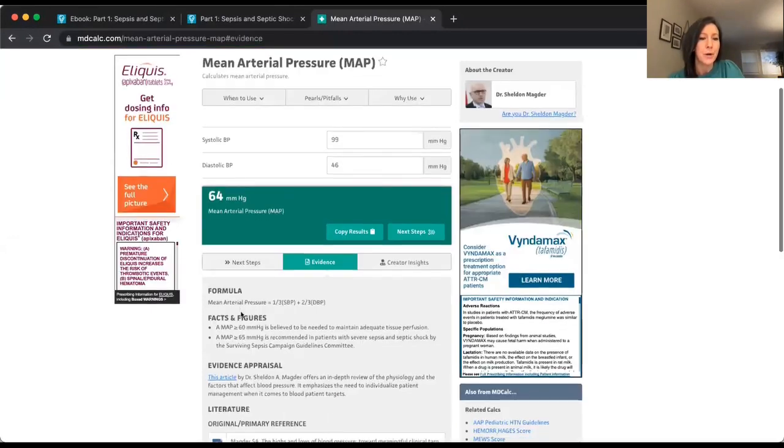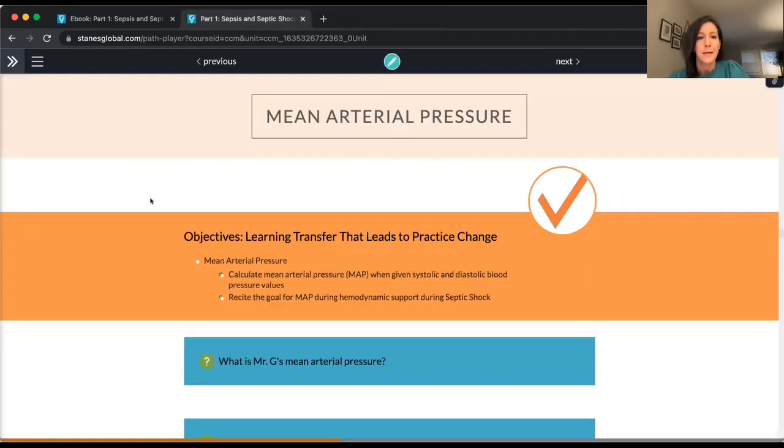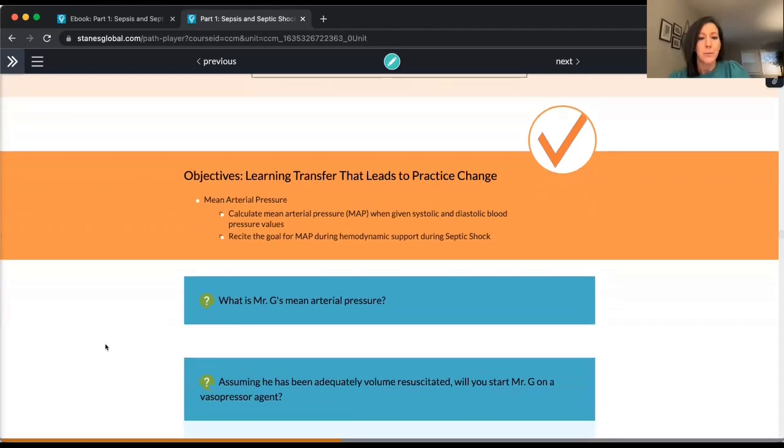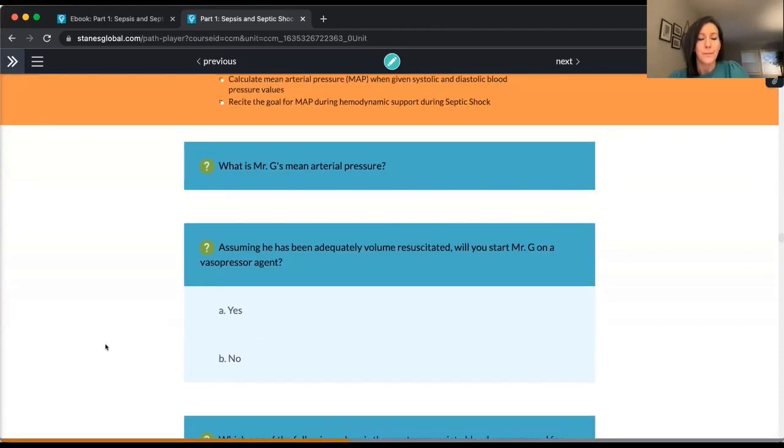I do want you to know, everyone should know, especially the anesthesia residency trainees at the University of Rwanda, you should pay attention. The mean arterial pressure is 1/3 systolic plus 2/3 diastolic. Okay, so that's how you can calculate it in your head. Okay, so his mean arterial pressure is now 64.